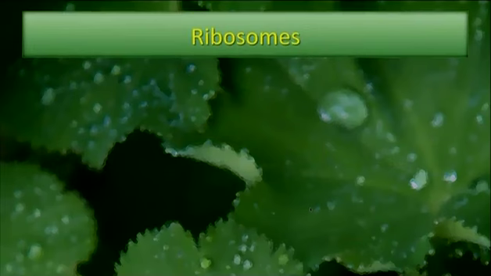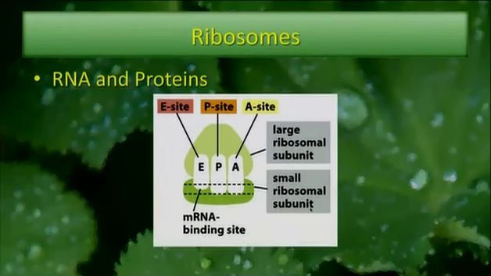Now ribosomes, I told you we'd come to these. They're actually made of RNA and proteins, ribosomal RNA. And they're made in two units: the large subunit and the small ribosomal subunit. You have a binding site for what we call messenger RNA or mRNA, and then we have sites for transfer RNA or tRNA.